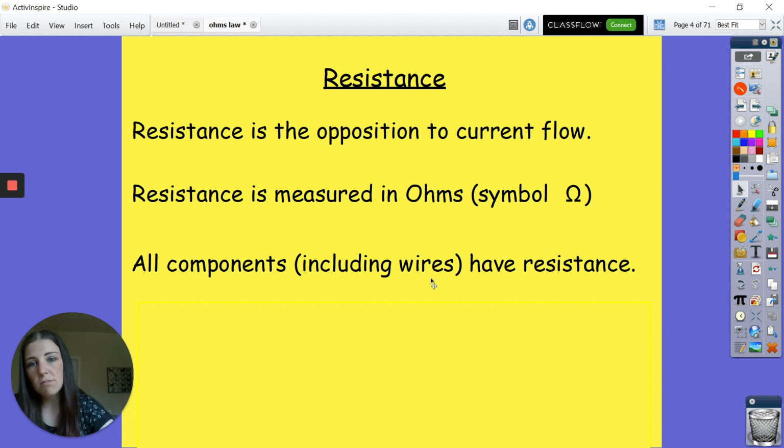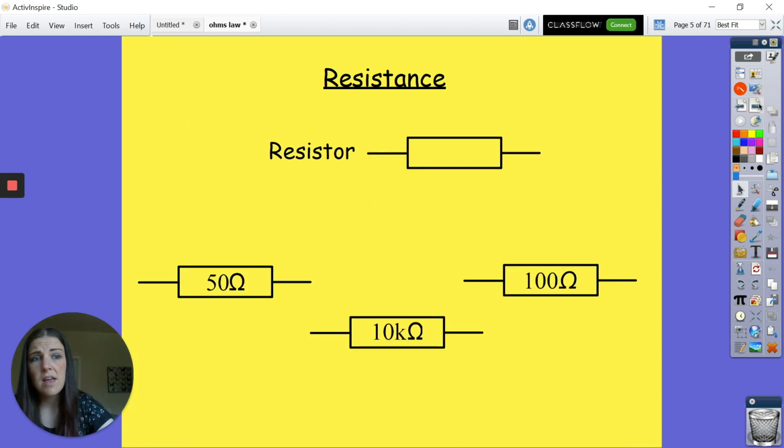Normally that's pretty small, and we can ignore it for our calculations, but it's good to be aware that they do have resistance. Some components have the sole purpose of providing resistance, to help us control the current by providing that opposition to it. These are called resistors. That's the purpose of a resistor. Other things do have resistance, but we can get these things called resistors.